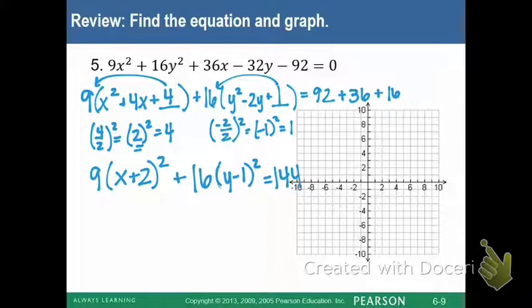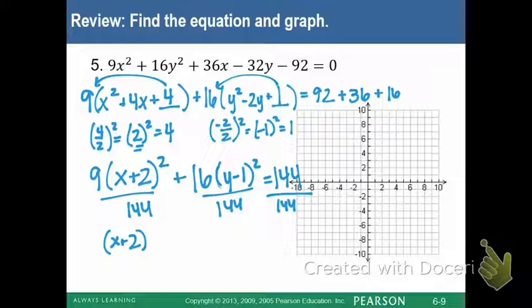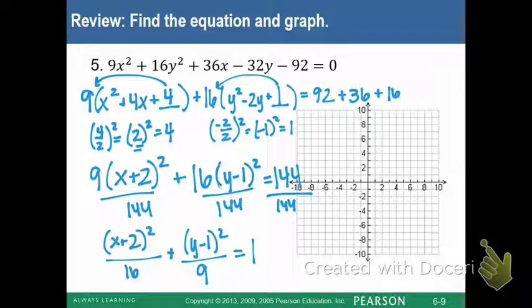So then my last step here is to divide by the 144 to get it set equal to 1. So this gives me x plus 2 squared over, when I simplify that, I just get 16 on the bottom, plus y minus 1 squared over, again simplify, I get 9 this time, and then that's equal to 1.